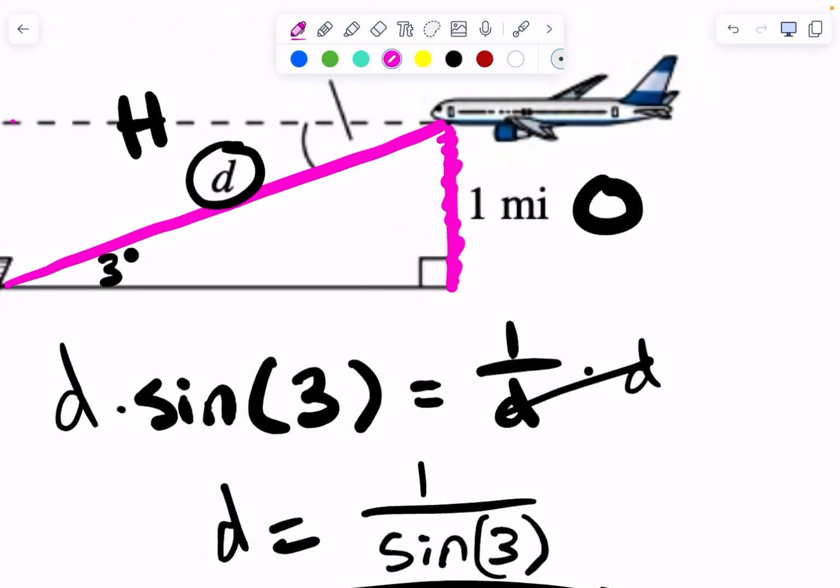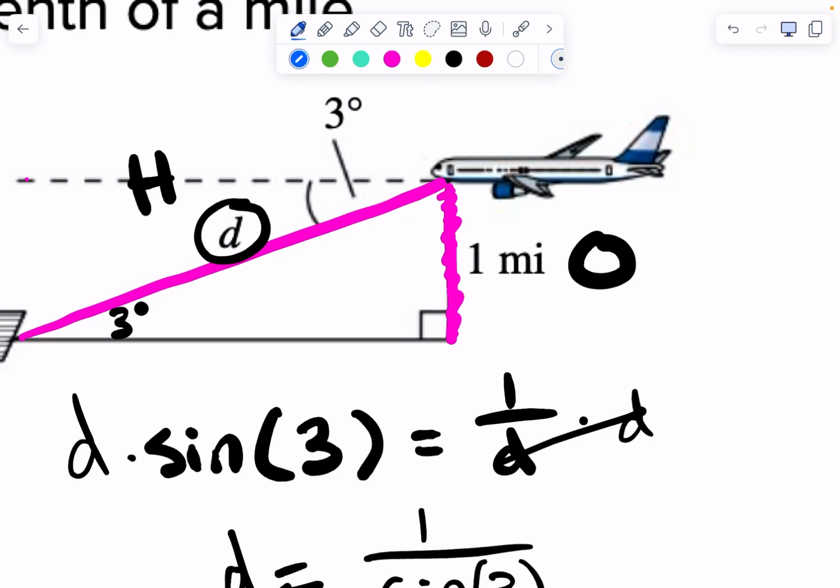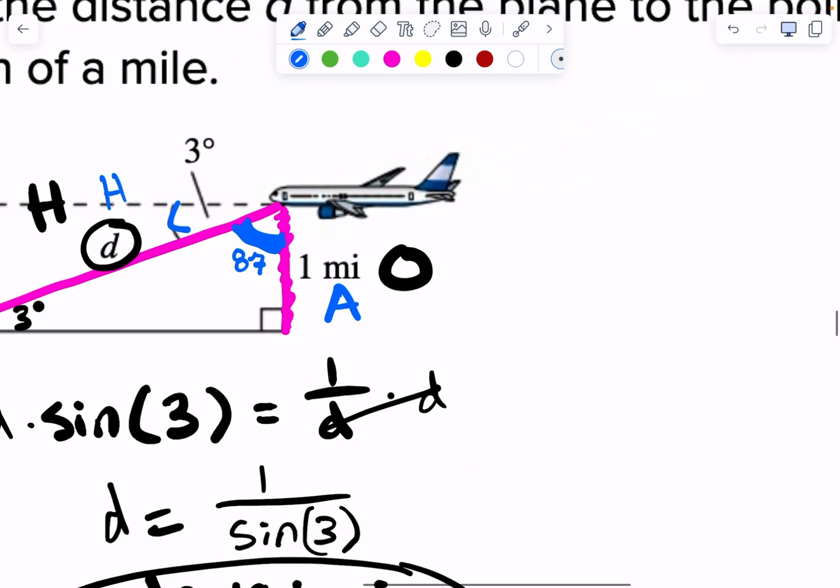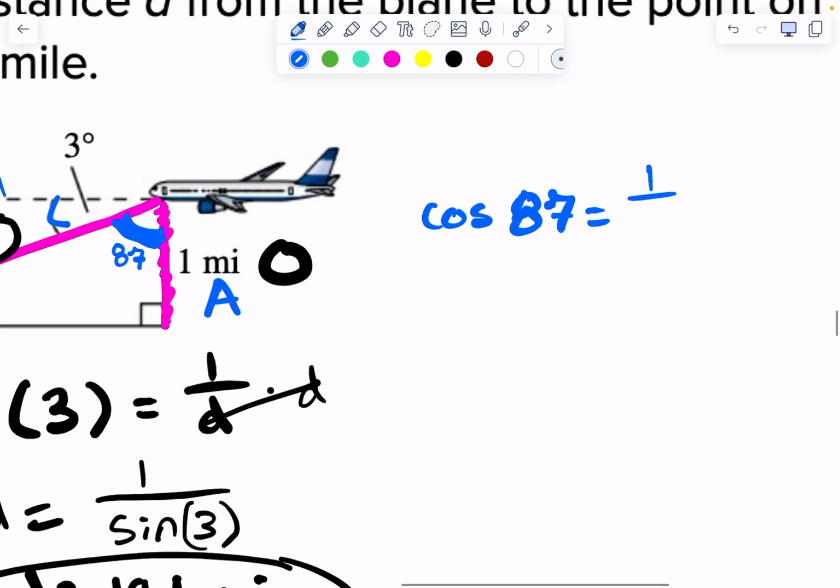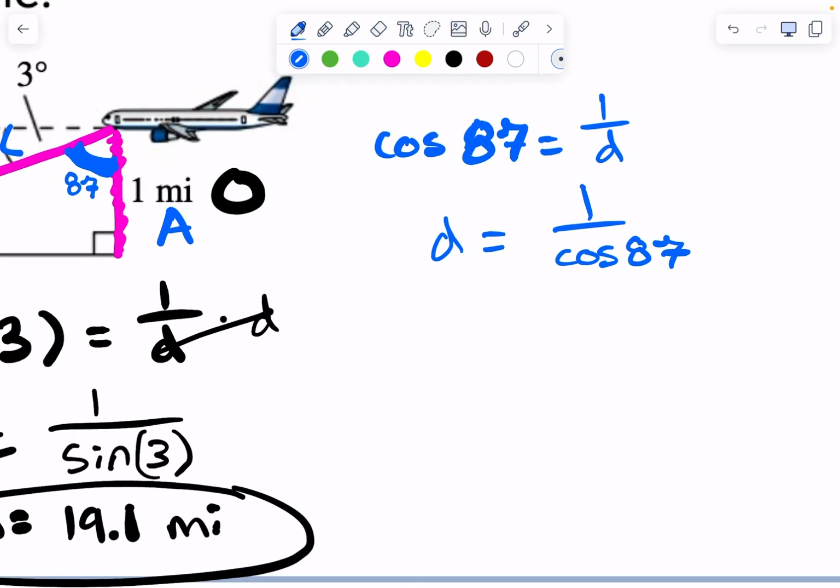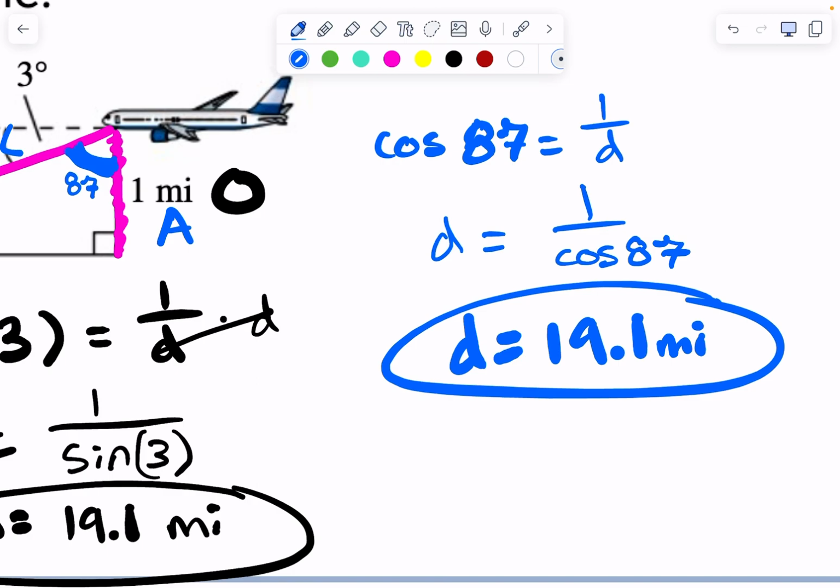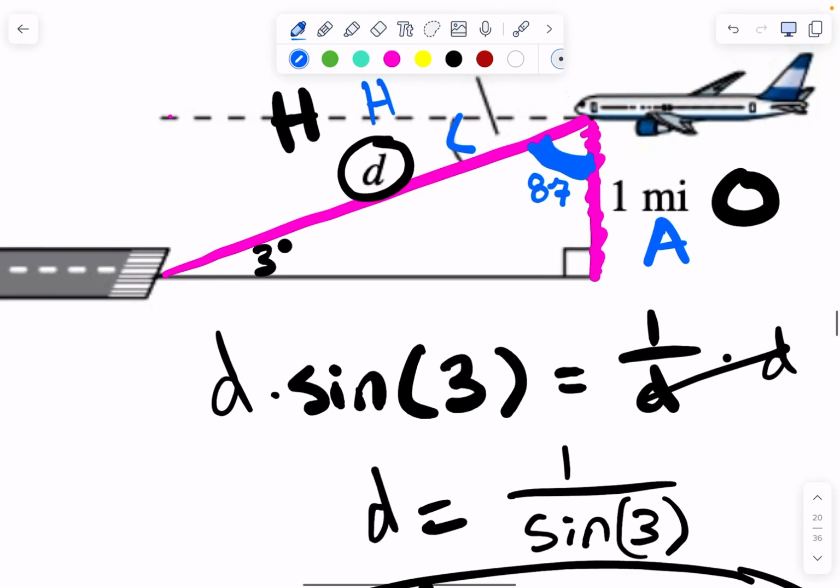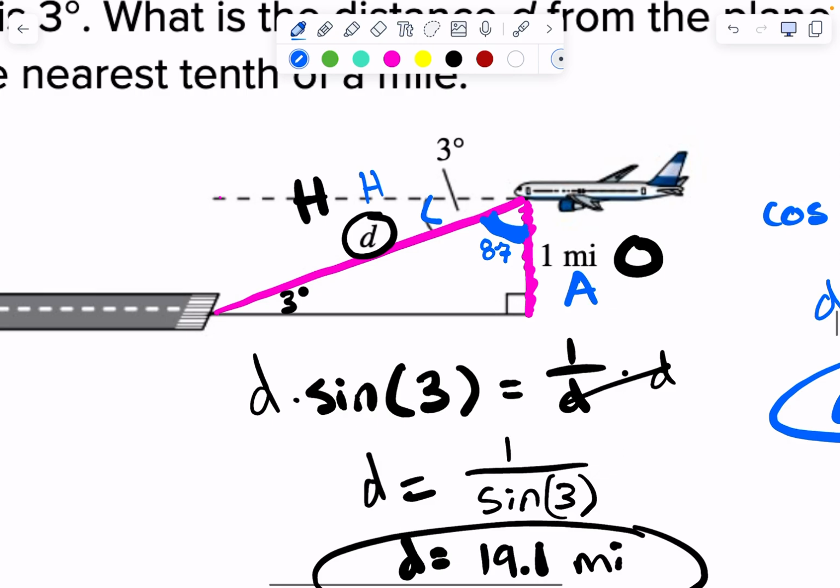Okay, now hold up real quick. One more thing. This is 3 degrees. What's this little angle right here? 87. Could I have done cosine, adjacent over hypotenuse, but with 87 degrees? Cosine of 87 is equal to 1 over d, and d equals 1 over cosine 87. Could I do that as well? And you would still get 19.1? Yes, you would. So don't think you have to do it a certain way. If your brain works in doing this angle rather than the 3 degrees, totally fine. You just would do cosine instead of sine.